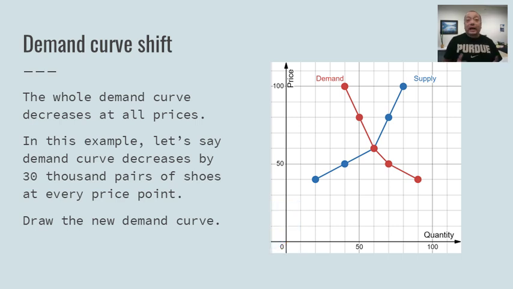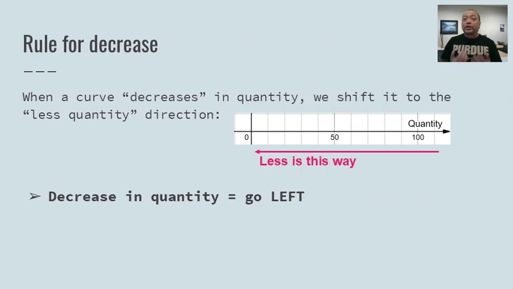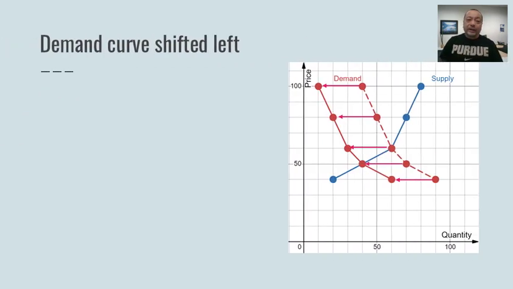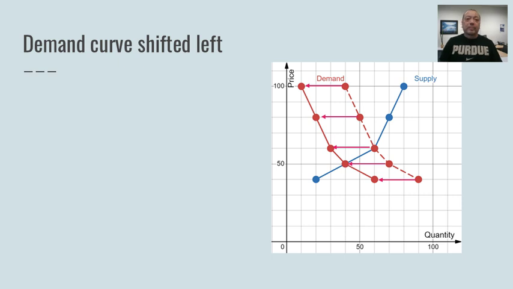Welcome back. I hope you figured this out. When a curve decreases in quantity, we shift it in the less quantity direction. And the less quantity direction is going horizontally to the left. Your answer should look like this. Because the quantity decreases at every price level, the whole demand curve shifted left.